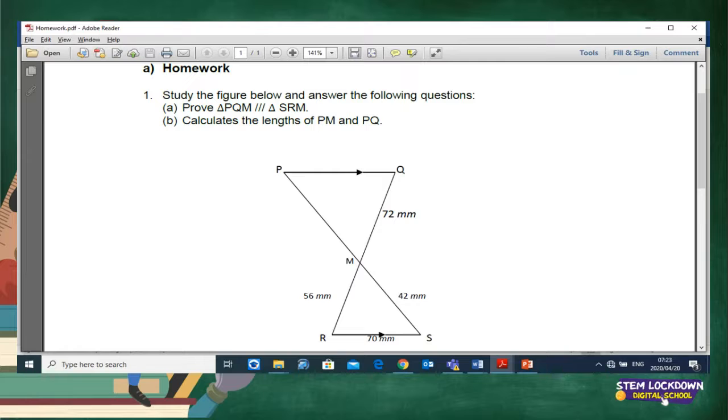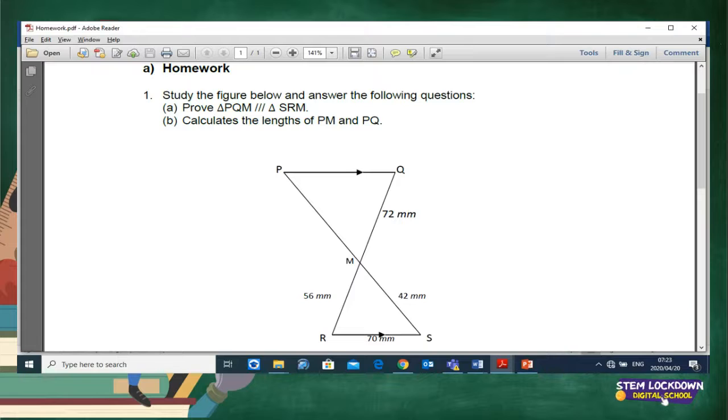So once you have proved that the 2 triangles PQM and SRM are similar, then you can use the available sides to calculate the length of PM and PQ, meaning that the sides will be in proportion. You will have a set of sides which are in proportion, and this should be enough to help you to do this particular homework.